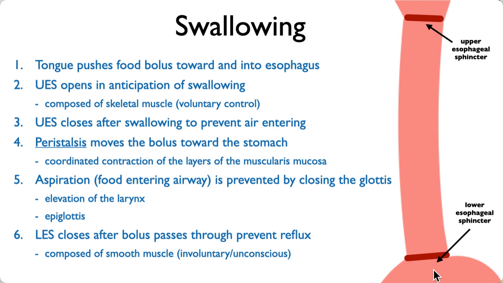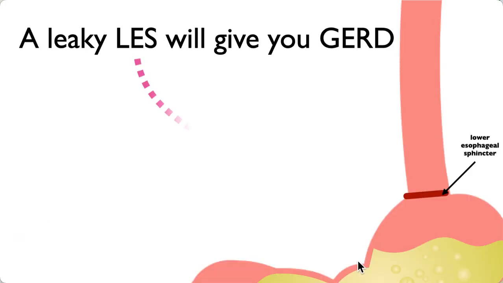After we get to the end of the esophagus and move into the stomach, the sphincter has to open to let it in. Then the lower esophageal sphincter closes so that stomach acid doesn't get into the esophagus. This sphincter is operated by smooth muscle, so we're not even aware of it doing its job.